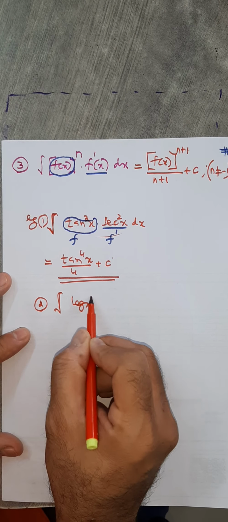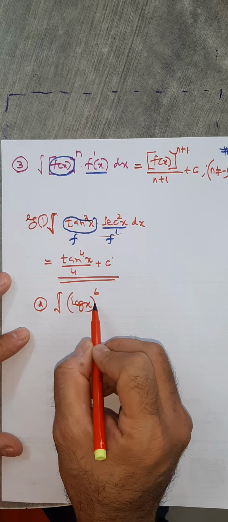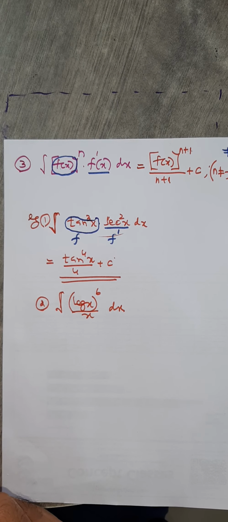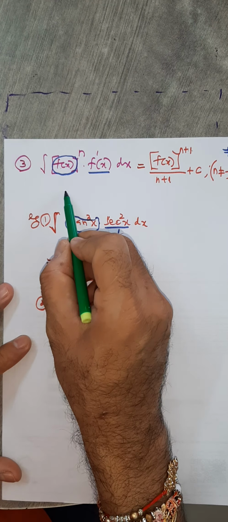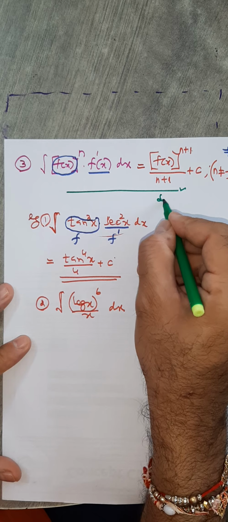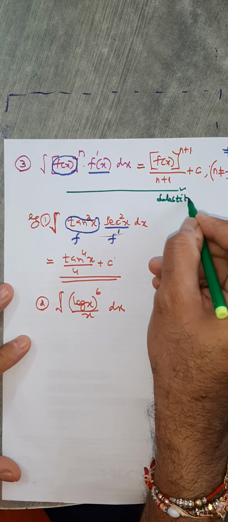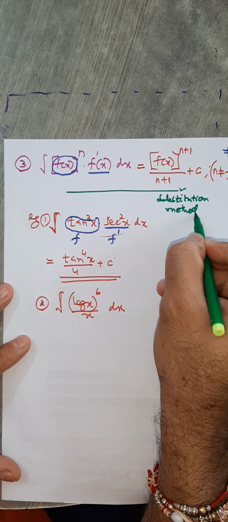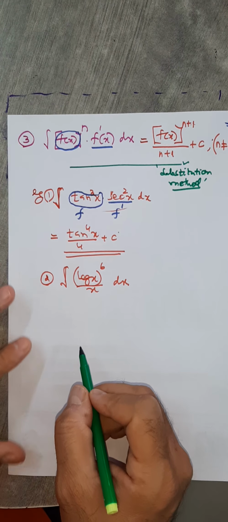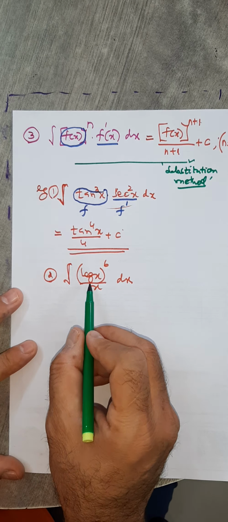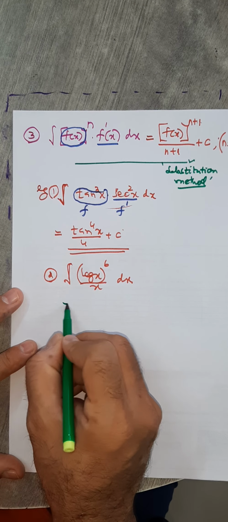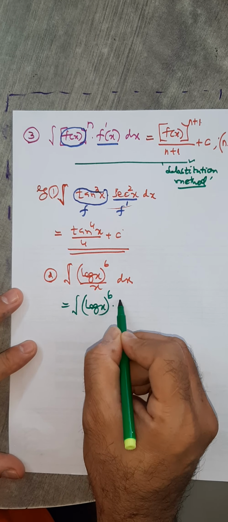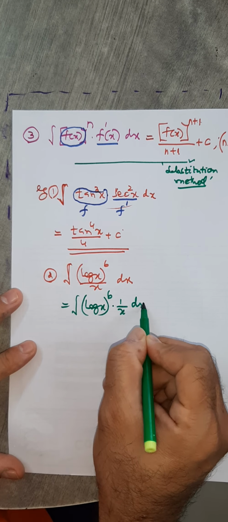One more, suppose I have this here: log x the whole raised to 6, upon x, dx. Now you can do it, of course, by substitution, because the proof of this result is the substitution method. Remember, this is based on substitution only. But we are writing directly here. You can write this in the exam as well or in MCQs. So here you can rewrite it like this. I know the derivative of log x is 1 upon x, so I'll write it as into 1 upon x.